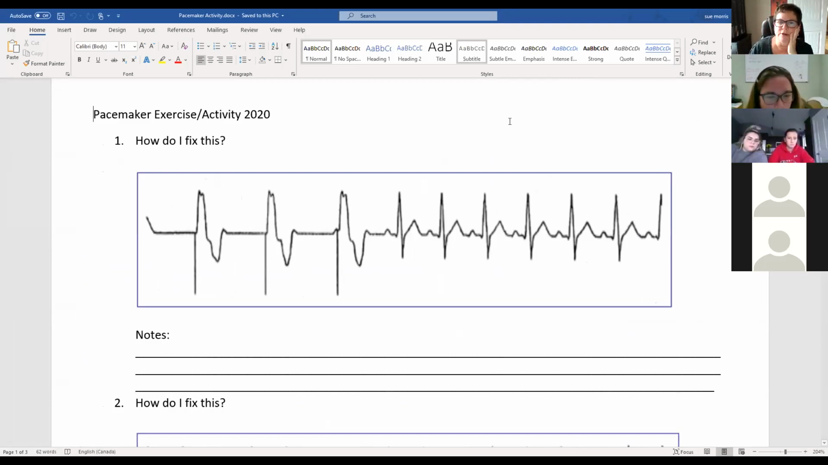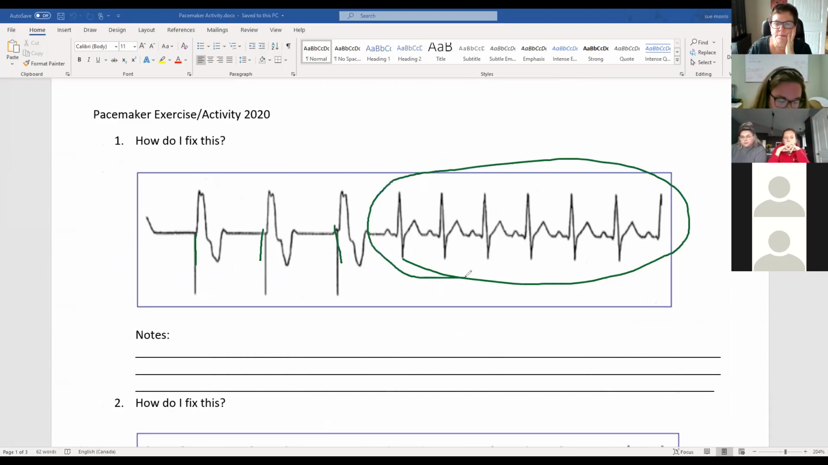So here is my first picture. It's a paced beat, a paced beat, a paced beat, and then I go into sinus rhythm. Do I need to fix him? No. This is a demand pacemaker. When I needed him, he kicked in.